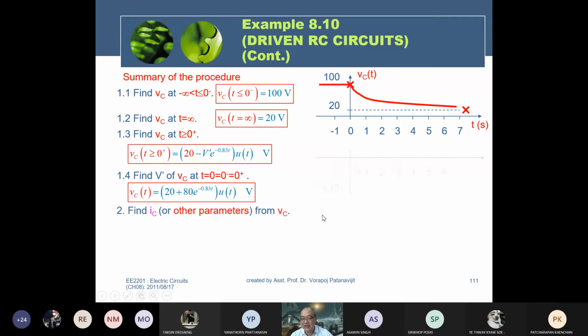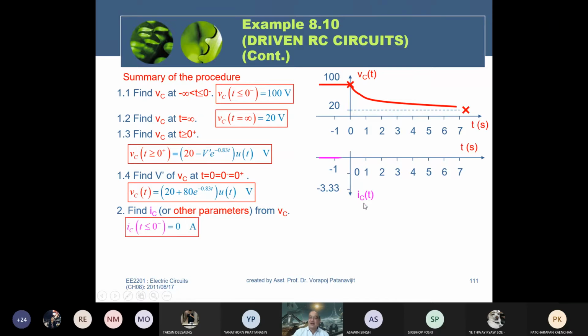Next, if the questions ask you for other parameters such as IC, you can determine them from the VC. For time greater than 0, VC is constant, so IC is 0, because IC equals C times the derivative of VC, and the derivative of a constant gives you 0. For time greater than 0, it will become IC equal to minus 3.3 e power minus 0.5 t.